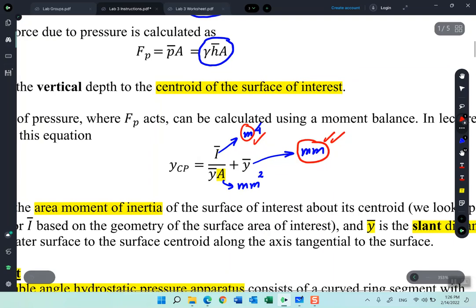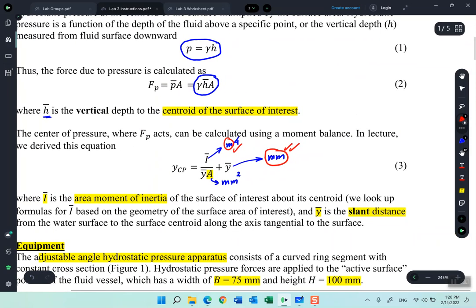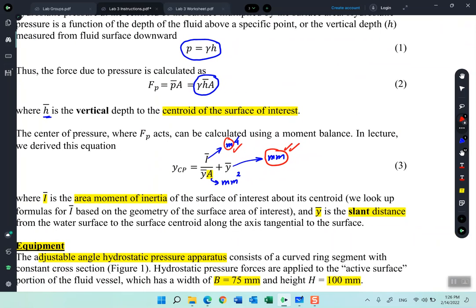So how can I do that? We did that already in the first lab. So let's do it very quickly. For me, I would like to convert from meters to millimeters so we get YCB in millimeters. So this is the final unit I would like to have. So then I will have to convert meters to millimeters.